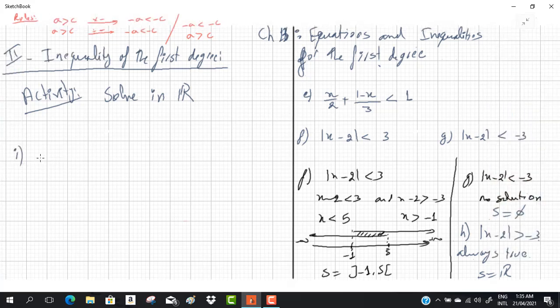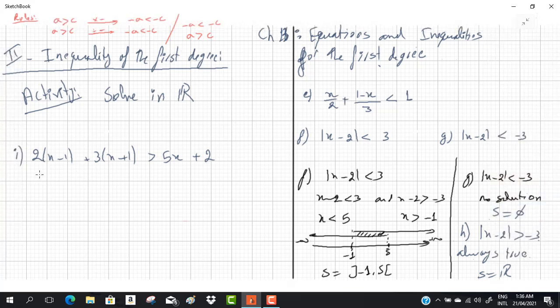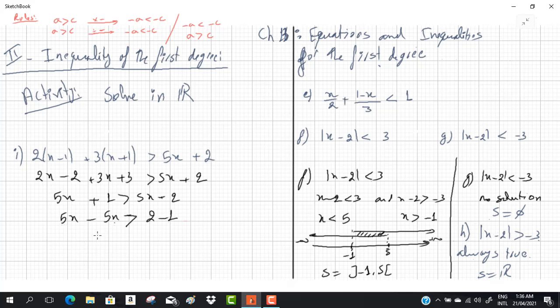Part I. 2 times x minus 1 plus 3 times x plus 1 greater than 5x plus 2. Let's solve this inequality. At first I will expand. 2x minus 2 plus 3x plus 3 is greater than 5x plus 2. 5x plus 1 is greater than 5x plus 2. 5x minus 5x is greater than 2 minus 1.